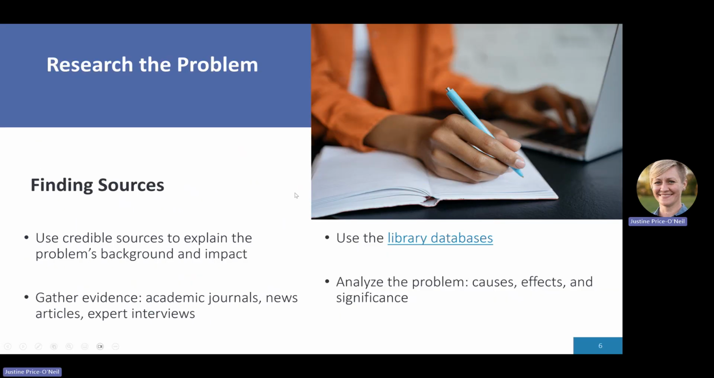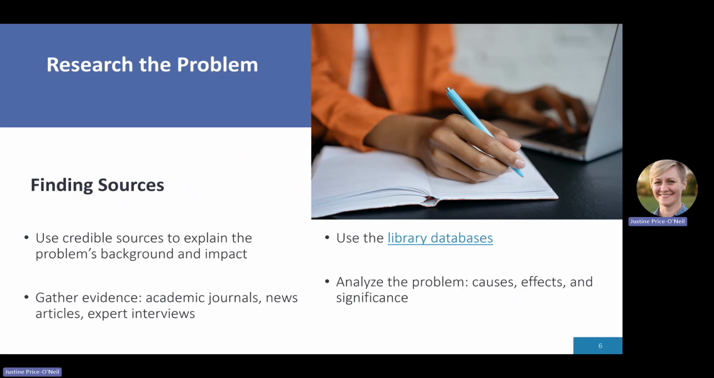Okay, now let's talk about how to research the problem. So when you're finding sources, you want to make sure that you're using credible sources, things that are trustworthy, and these might be things that would explain the problem's background and the impact of the problem. So to gather evidence, you might look at academic journals, news articles, or expert interviews.